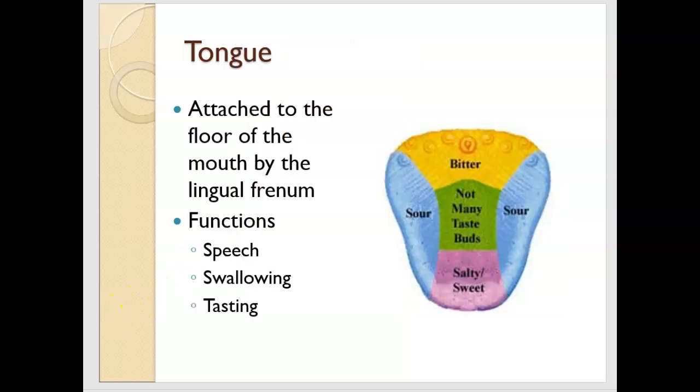The tongue is attached to the floor of the mouth by the lingual frenum. It helps with the functions of speech, swallowing and tasting, and different portions of the tongue have different taste buds.